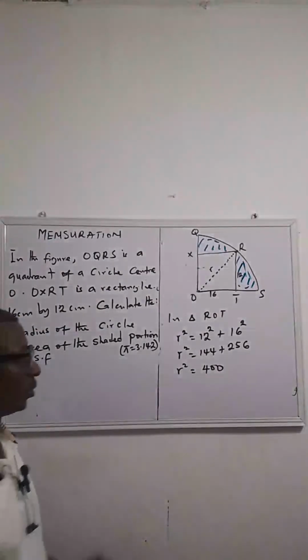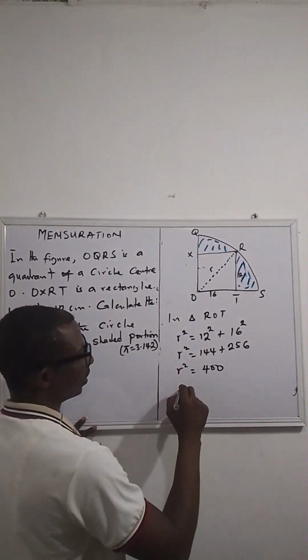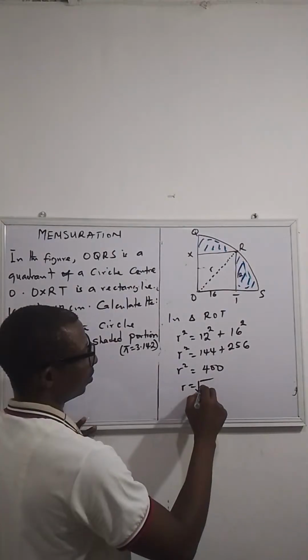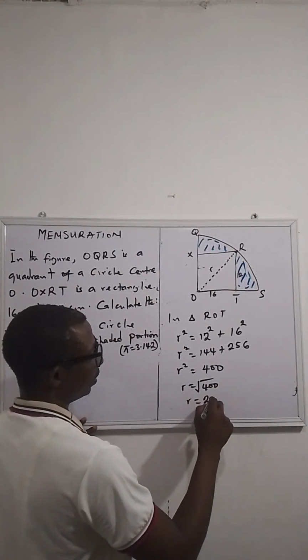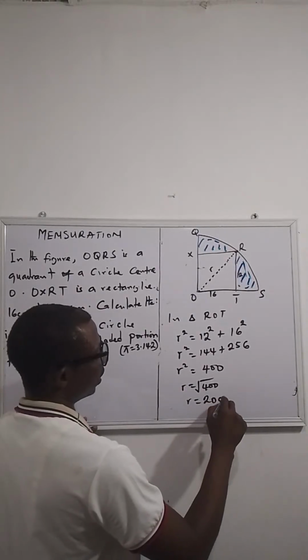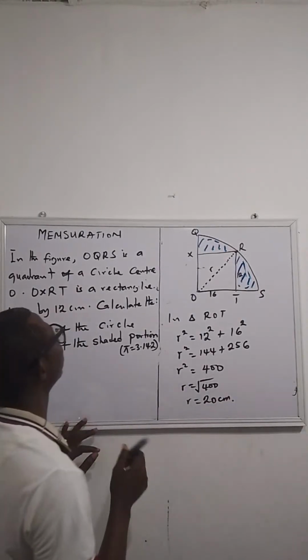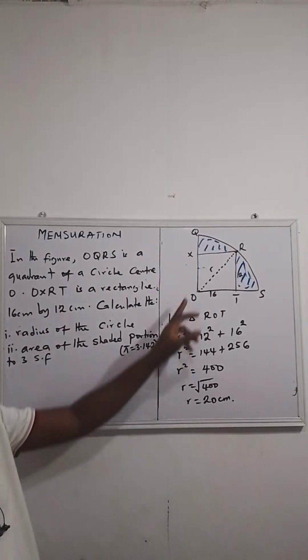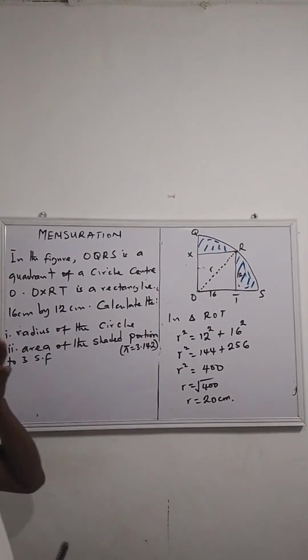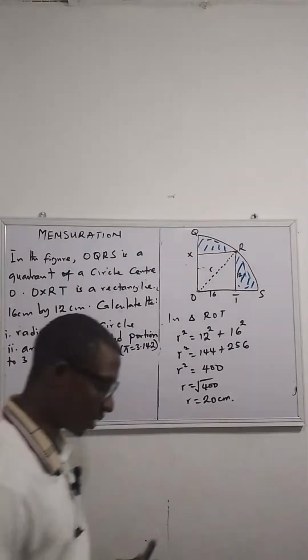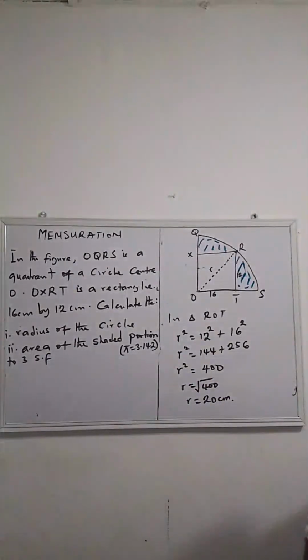So then you can find the square root of both sides. So we have the square root of 400, which is 20 centimeter. Okay, so that is 20 centimeter. That means the radius is 20 centimeter. I hope you understand that now. So that is how to get the radius. Yes, any observation, any question about what we just did now?